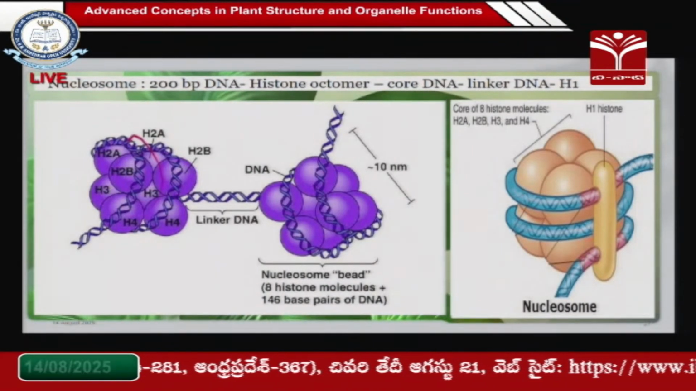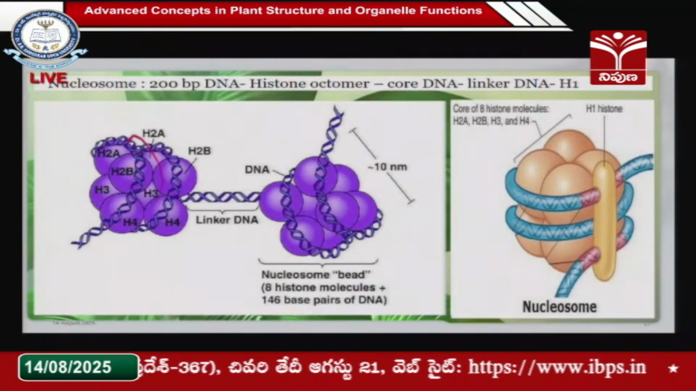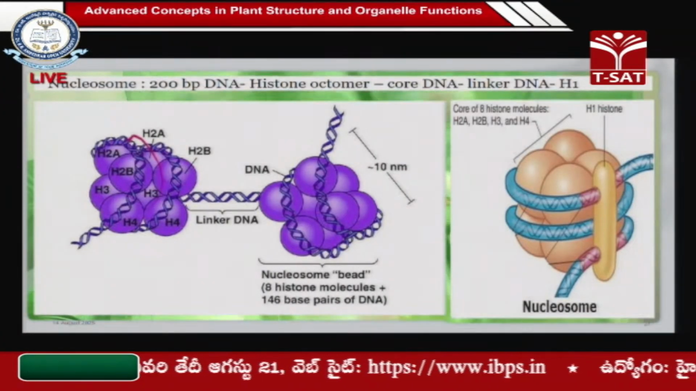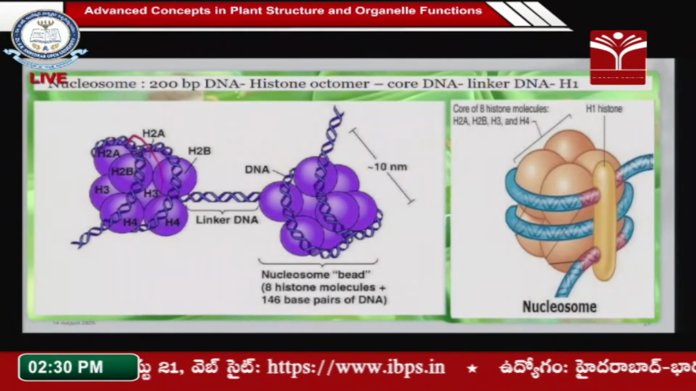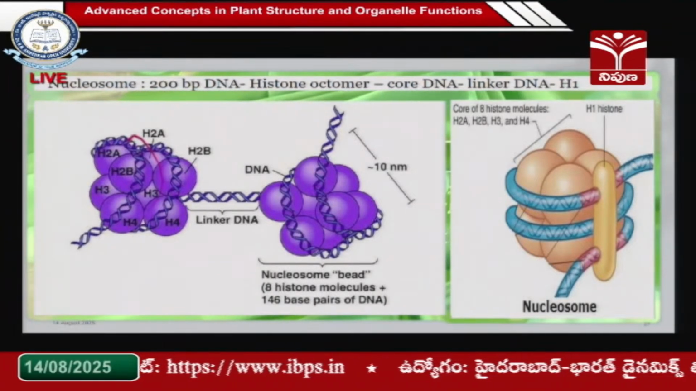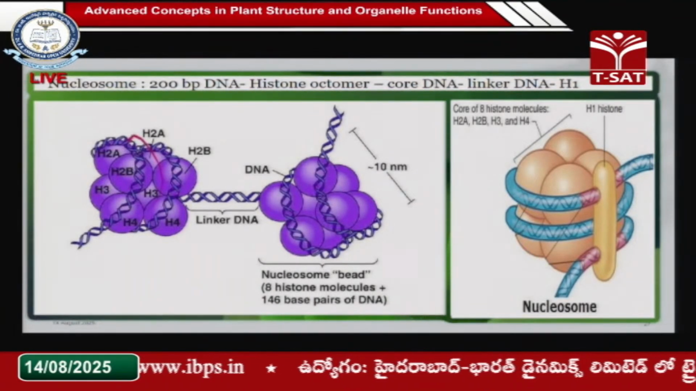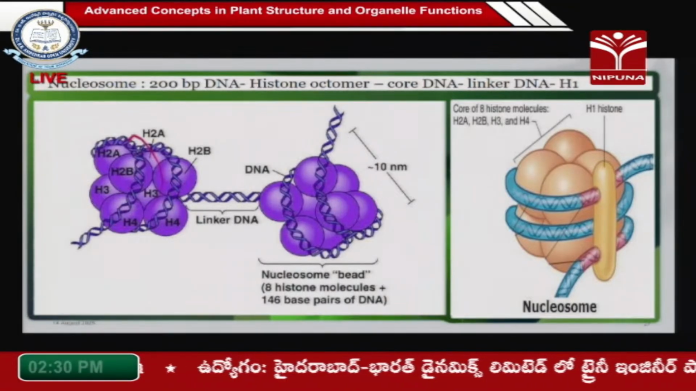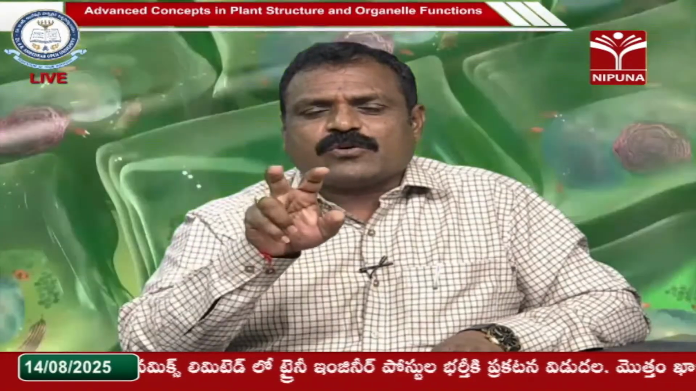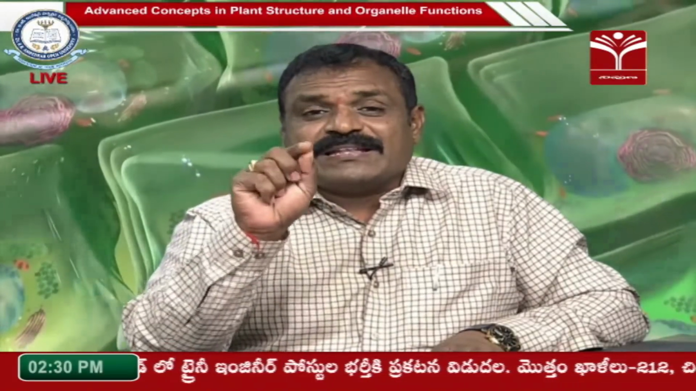Then two histone octamers or nucleosomes are connected by the linker DNA. The linker DNA carries the H1 protein. The H1 protein is present on the surface of the linker DNA. The linker DNA connects both nucleosomes. So this nucleosome is most important in the hereditary process.